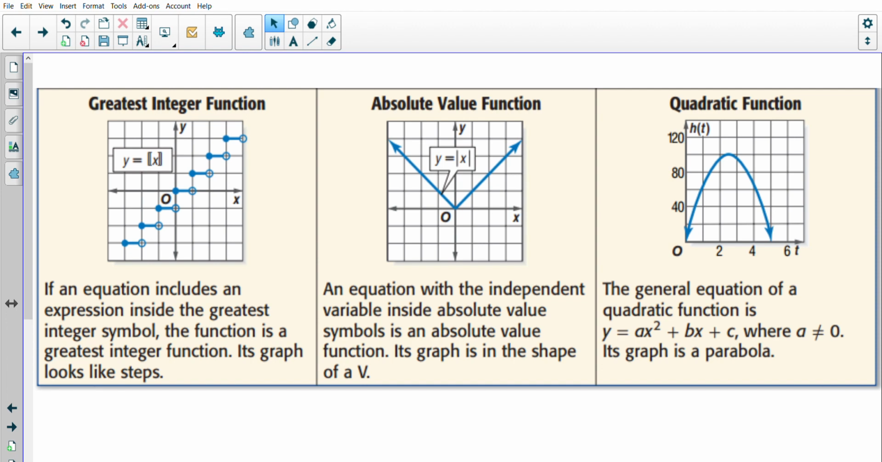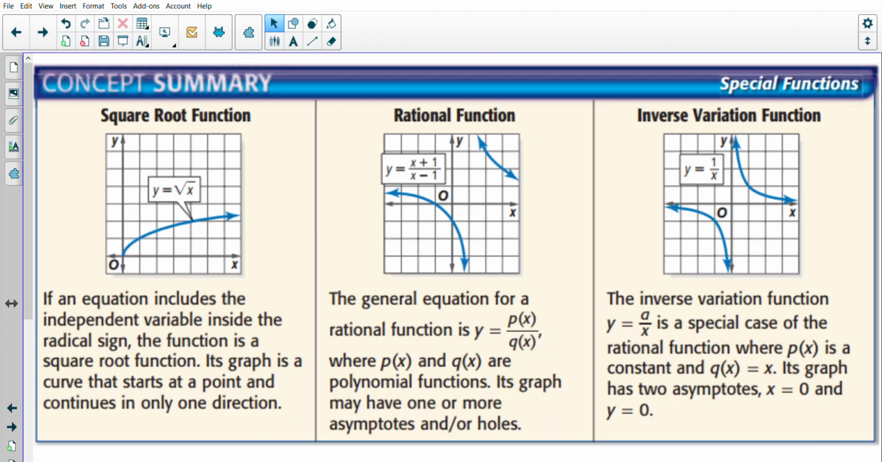so it's y equals that double bracket x. Then we have the absolute value function, where it creates that V, y equals absolute value of x. And then we have the quadratic function, where it's y equals ax squared plus bx plus c, where a is not equal to 0. So we create a parabola. All right, so then we have a few others. We have the square root function. If an equation includes the independent variable inside the radical sign, the function is a square root function. So it's half a parabola turned sideways.